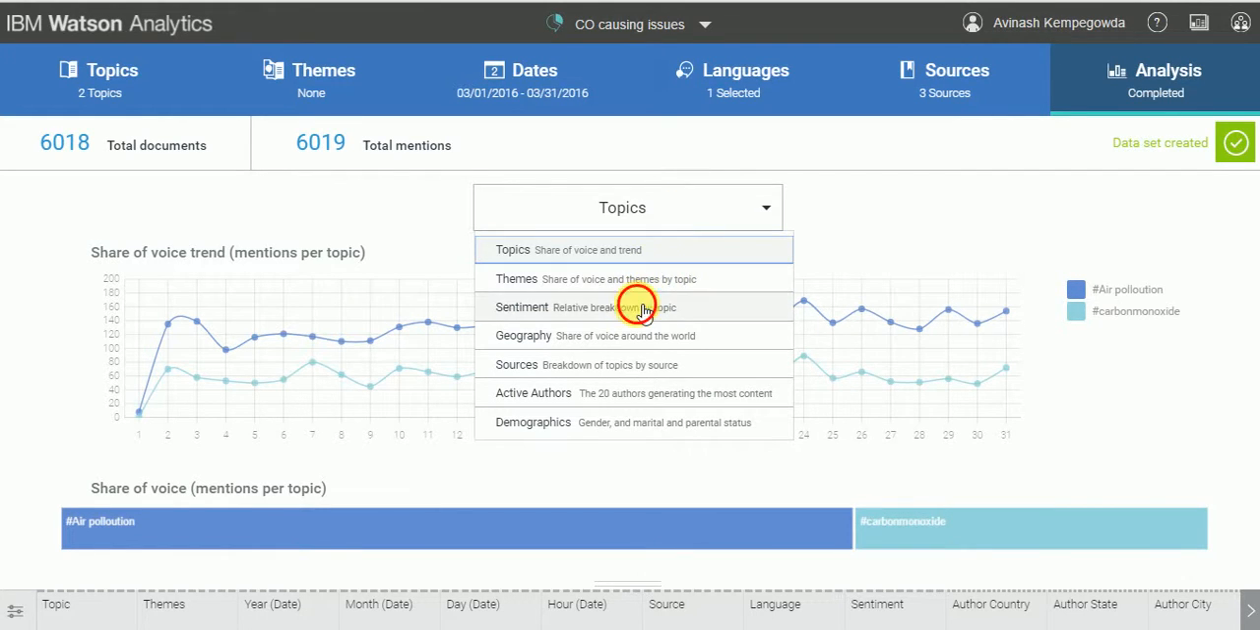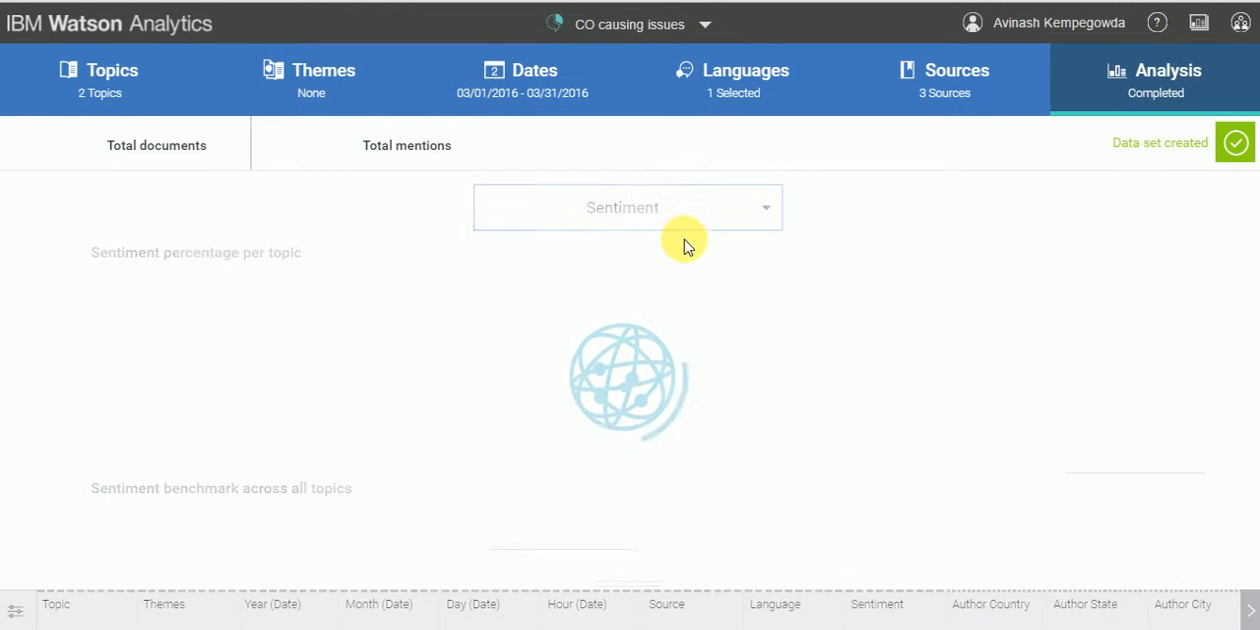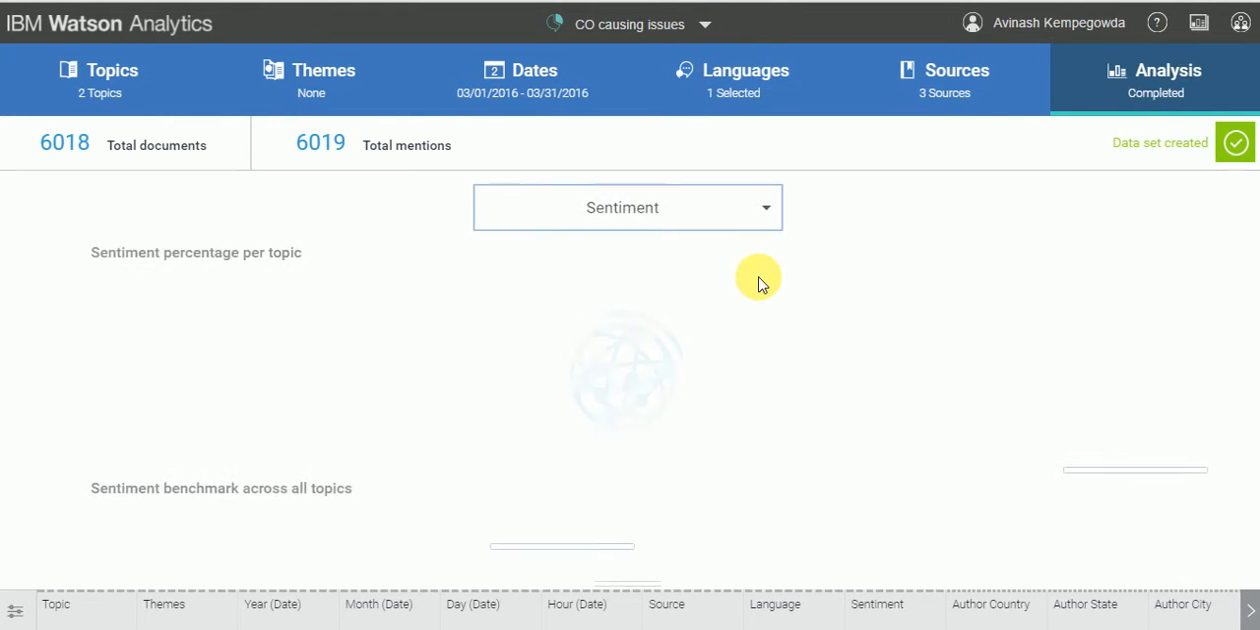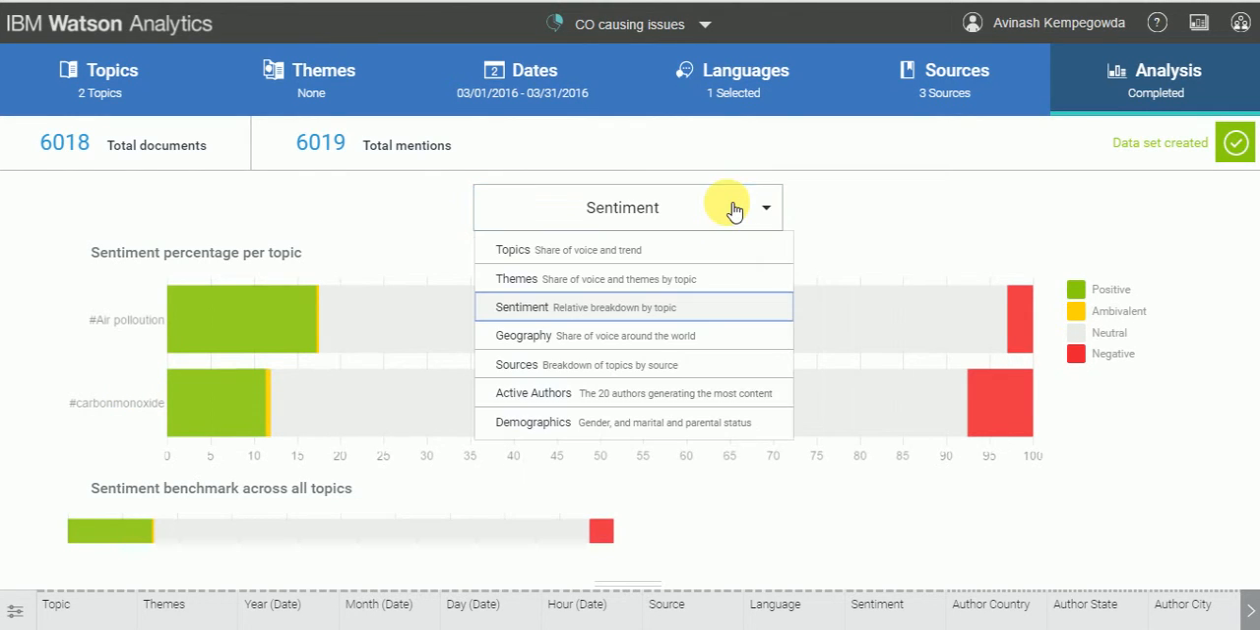And moving on to the sentiment relative breakdown, here we can see that the green color indicates the positive response given by the tweets, and the red color indicates the negative response given by the people on the social media. And the air pollution and carbon monoxide with the sentiment benchmarks across all the topics is being represented.